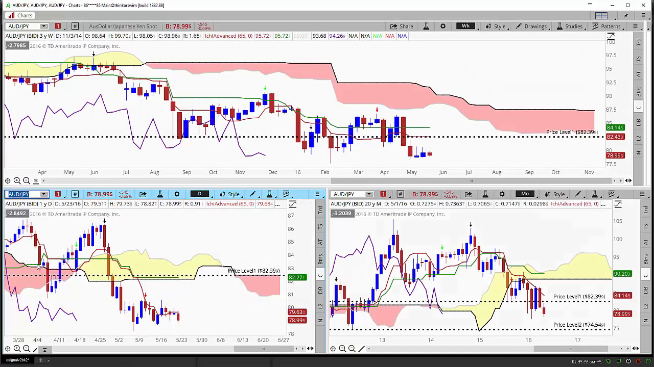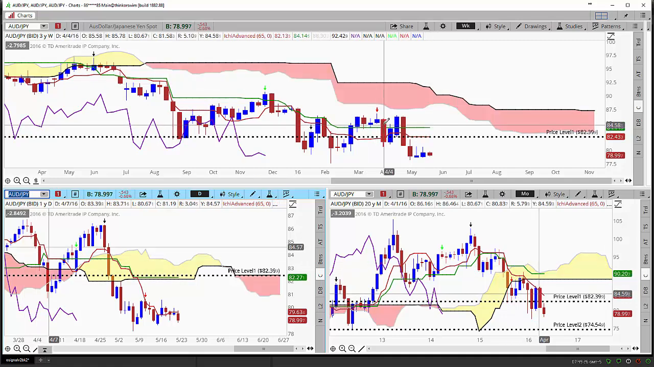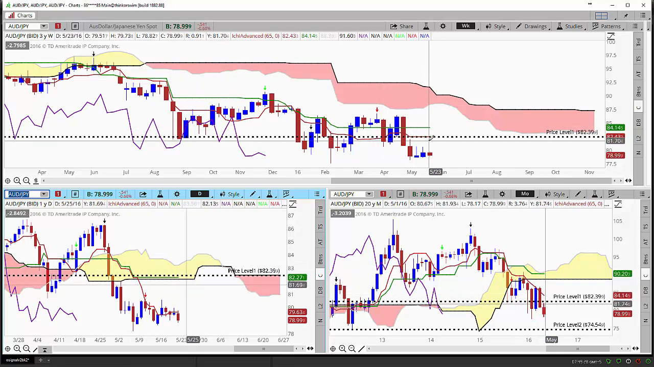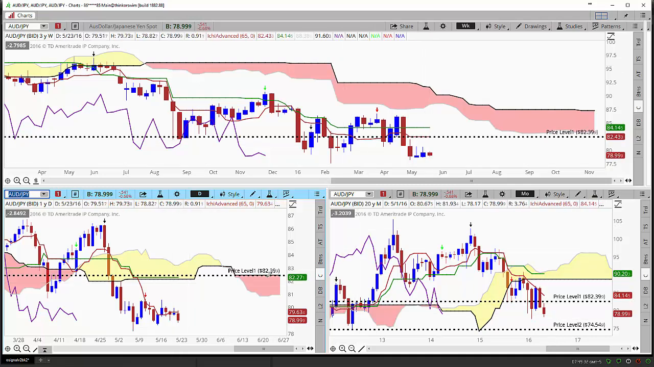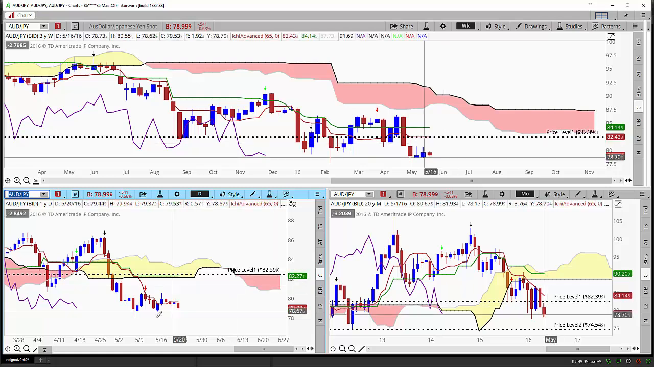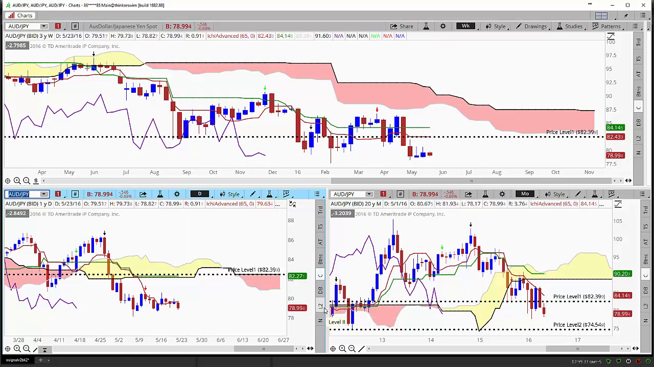Next one, let's go to Australian yen. Australian yen is bearish trending, ugly as it may look. It's being controlled by this resistance here at 82.39. As far as support is concerned, you can't really see a support on the daily or weekly time frame, so we're having to go to the monthly.